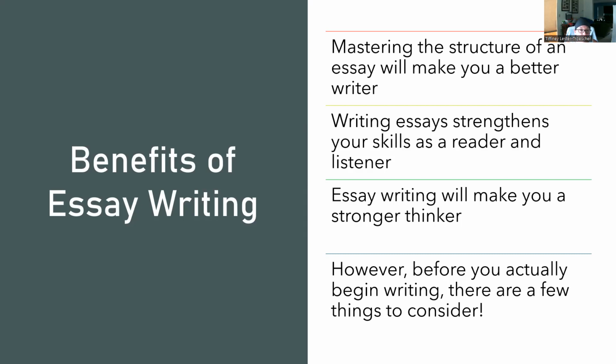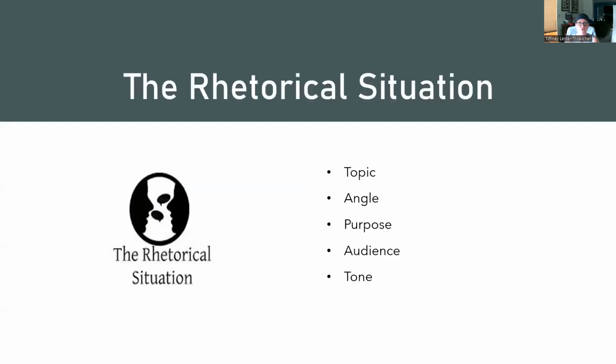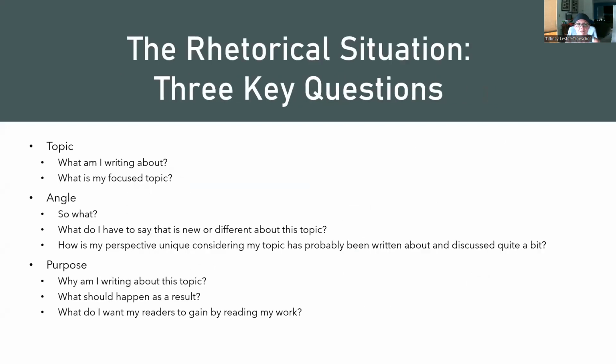But before you just jump into writing an essay, there's a few things you need to think about first. Something that we call the rhetorical situation. So the rhetorical situation has 5 elements to it, 3 of which are essential, right? But those 5 elements are topic, angle, purpose, audience, and tone. What does all that mean? All right, so topic. What am I writing about? What is my focused topic?